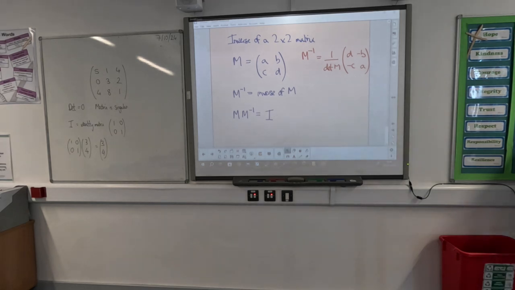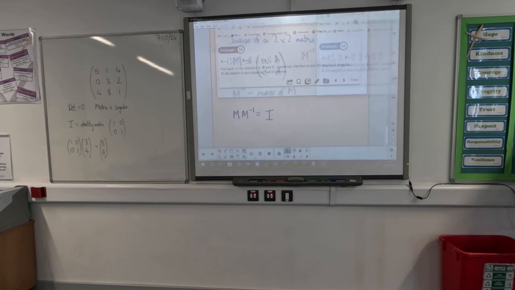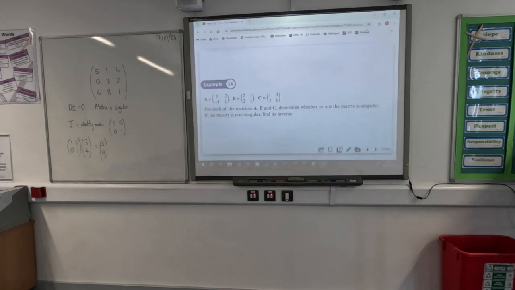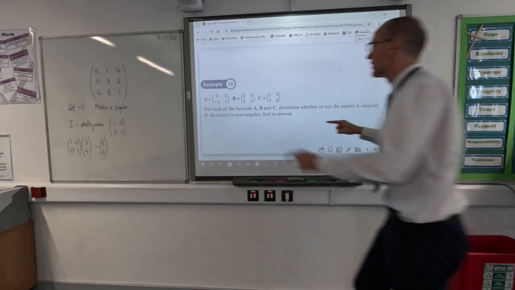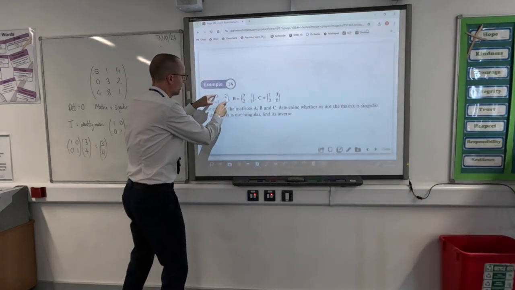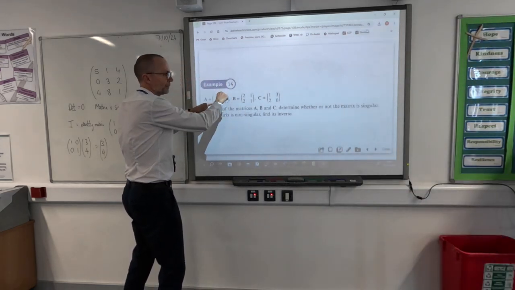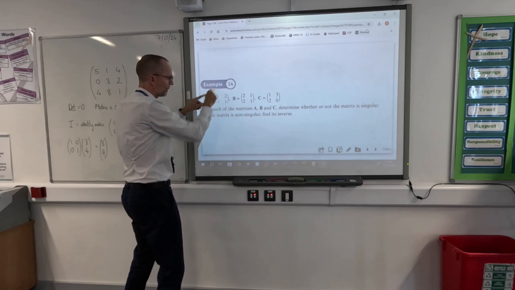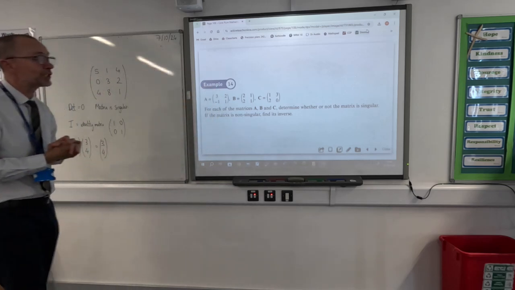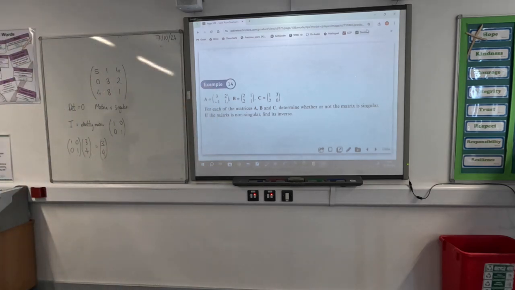So let's just do a little check that we can do this. You've got 3 2 by 2 matrices here. For each one, we're asked to decide whether or not they are singular. So that means work out their determinant. Remember, the determinant is the product of those 2 numbers, take away the product of those 2 numbers. And if it is not singular, can you define the inverse?